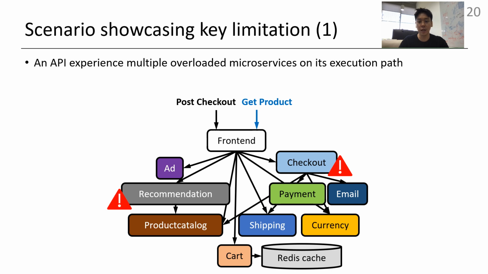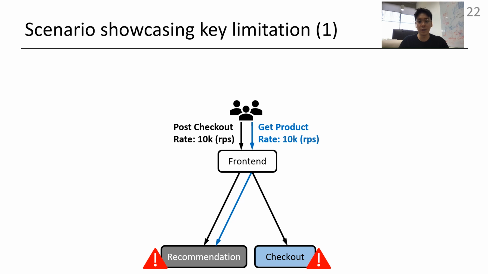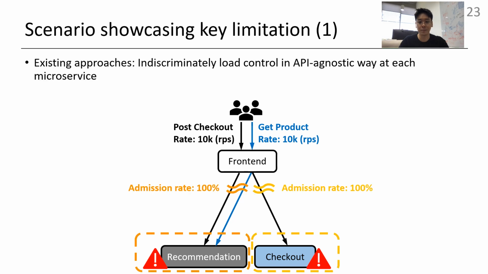The first limitation happens when an API experiences multiple overloads on its execution path, and there is another API also passing by any one of the overloaded services, which is very common since microservices are commonly utilized by many different APIs. For simplicity, let's erase all the services except for the overloaded microservices. So this is what it looks like. The post-checkout API utilizes the recommendation and checkout services, and the get-product API utilizes recommendation.